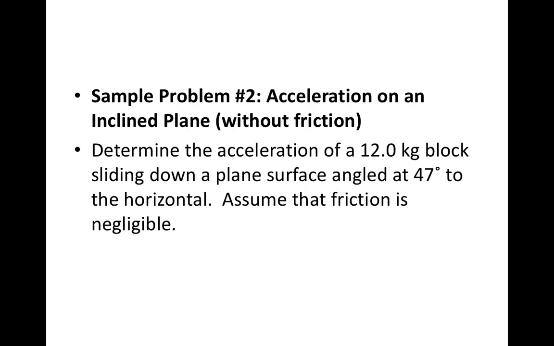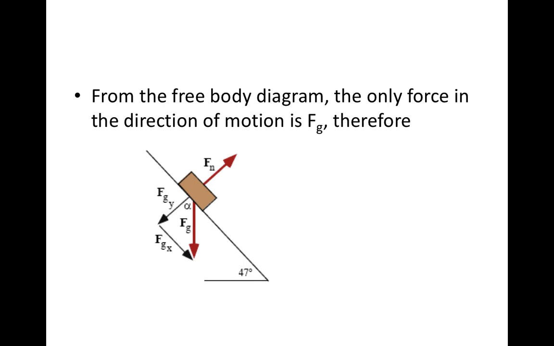Okay, determine the acceleration of a 12 kilogram block sliding down a plane surface angled at 47 degrees to the horizontal. Assume that friction is negligible. Okay, so we have a block that is sliding down an inclined plane. There's two forces on the block.